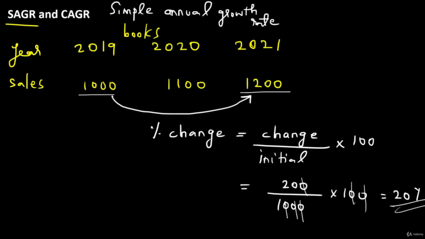Now you can see that this happened over 2 increases, right? So this is the increase over year 1 and this is the increase over year 2.